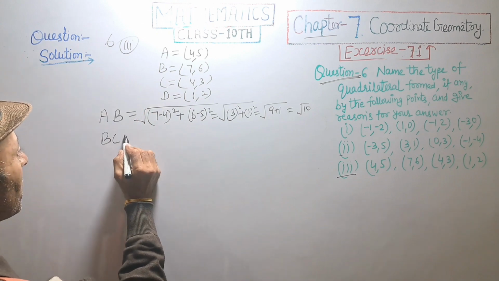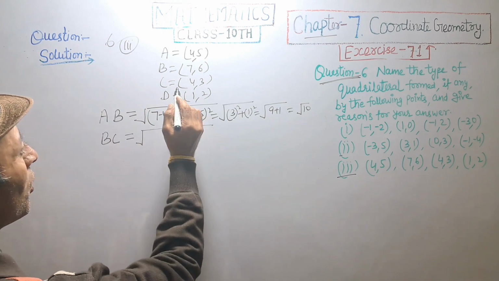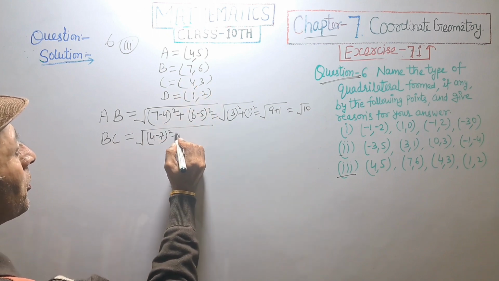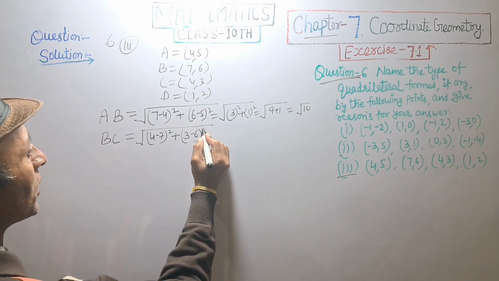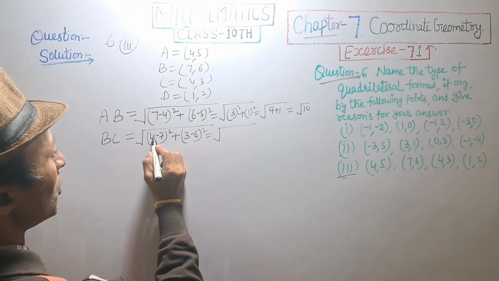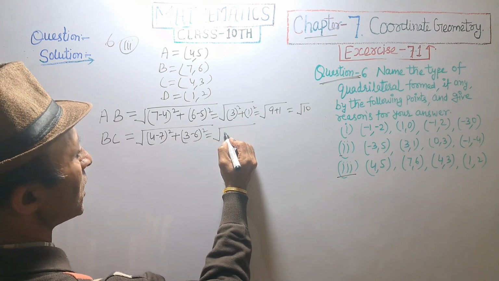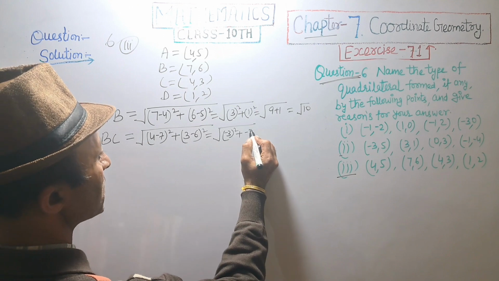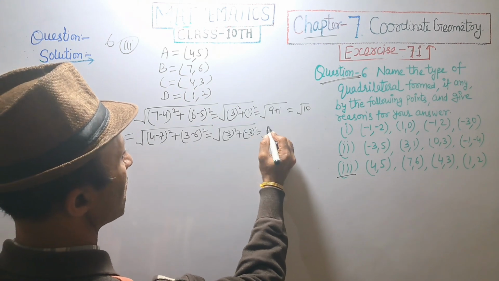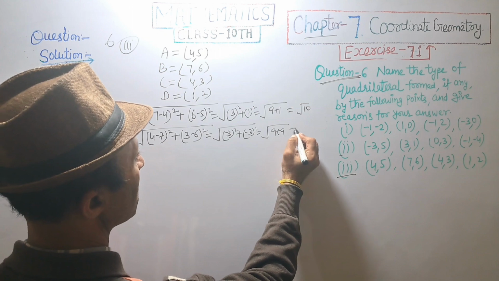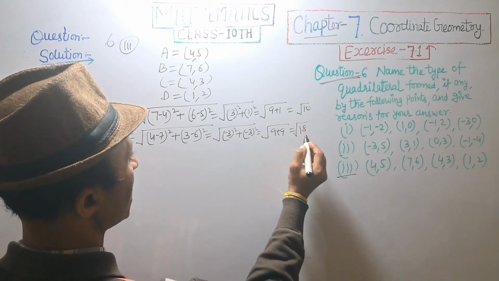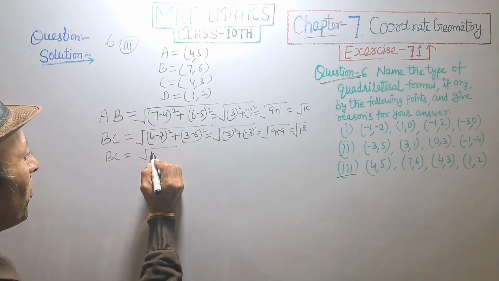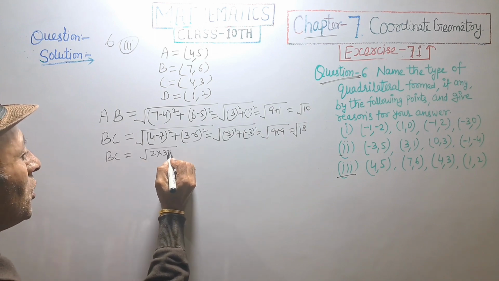BC is equal to the square root of 4 minus 7 square plus 3 minus 6 square, that is equal to 7 minus 4, 3, 3 square, plus 6 minus 3 is minus 3, minus 3 square. 3 3s are 9 plus 9, that is the square root of 18, and BC is equal to the square root of 18, which can be written as 2 into 3 into 3.